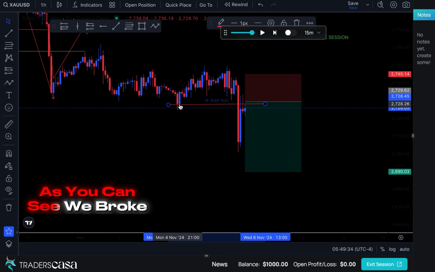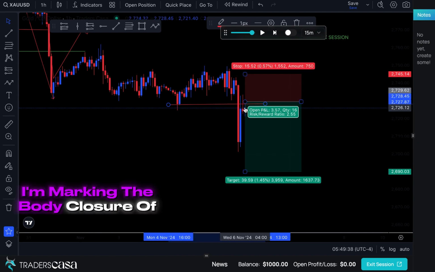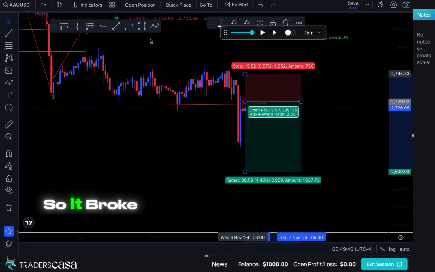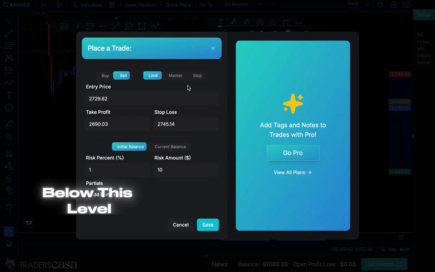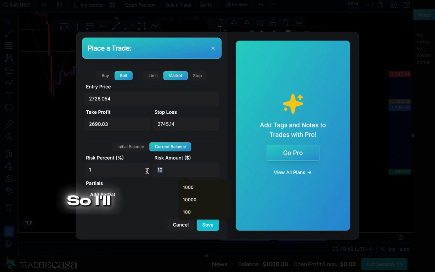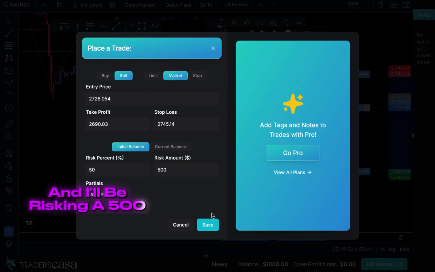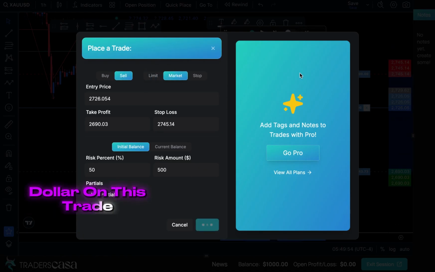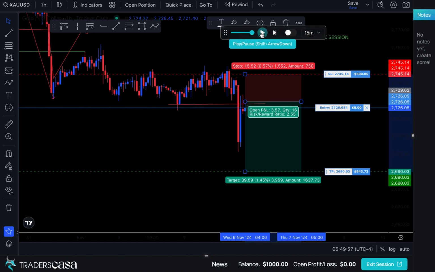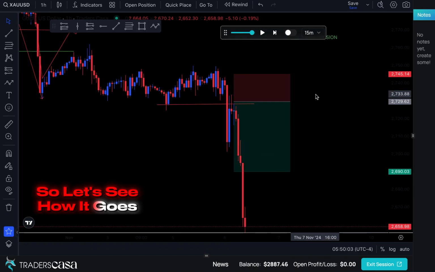And we are taking that trade because market broke this level. As you can see, we broke this level. I'm not marking this wick, I'm marking the body closure of the candle. So it broke below this level, closed outside, and we are taking the trade. So I'll be taking this trade and I'll be risking $500 on this trade. Okay, so let's see how it goes.